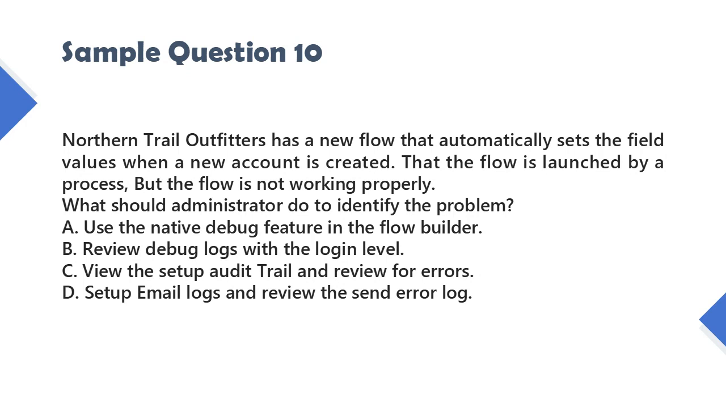Sample Question 10. Northern Trail Outfitters has a new flow that automatically sets the field values when a new account is created. The flow is launched by a process, but the flow is not working properly. What should the administrator do to identify the problem? A. Use the native debug feature in the flow builder. B. Review debug logs with the log level. C. View the setup audit trail and review for errors. D. Set up email logs and review the send error log.